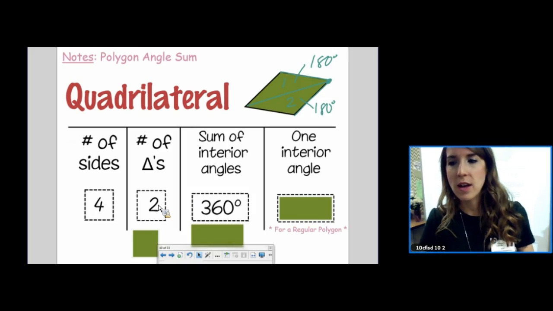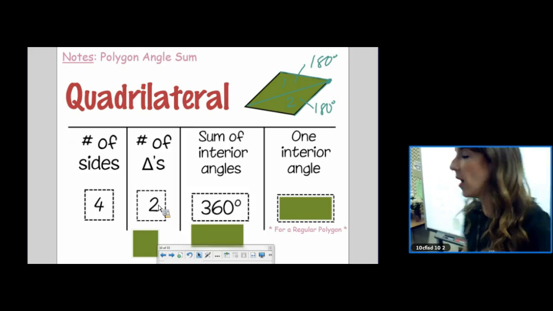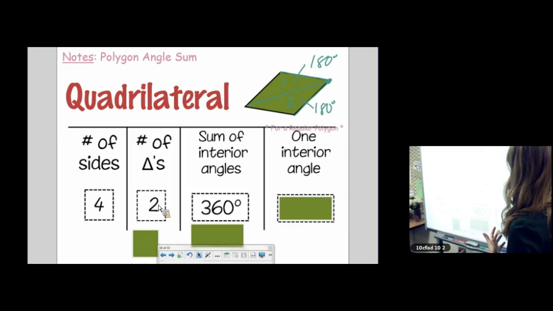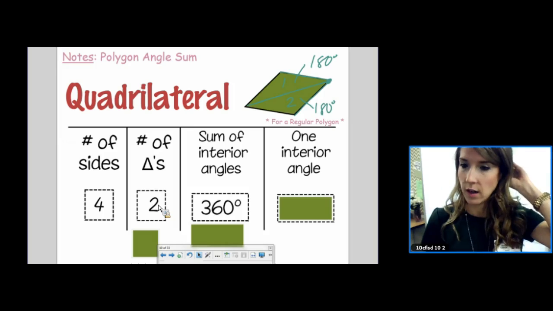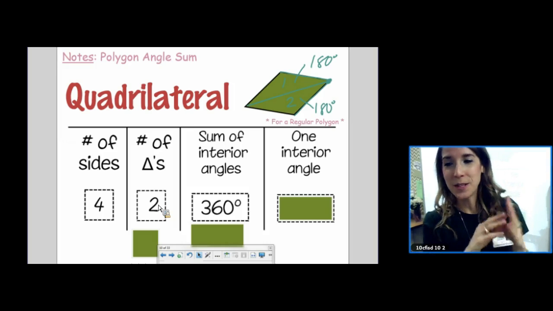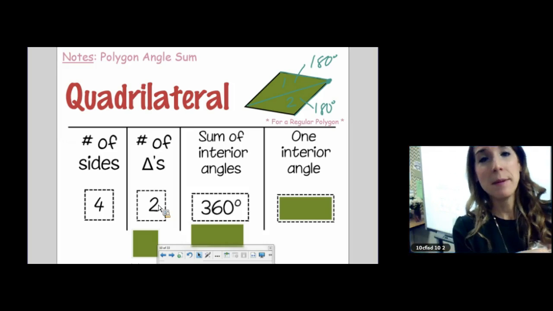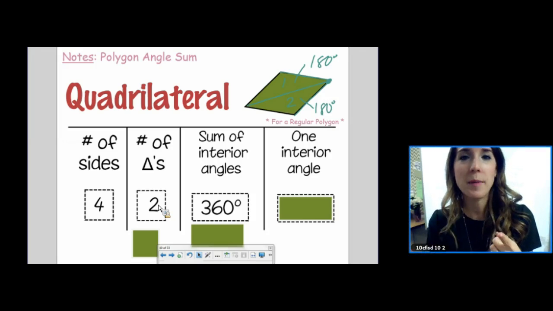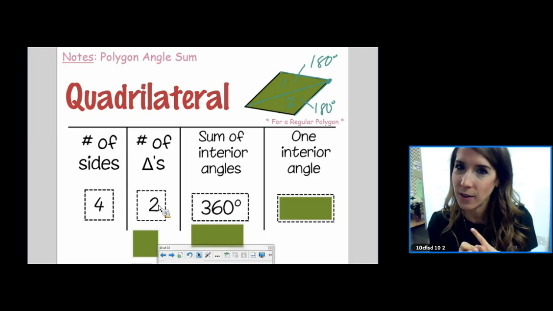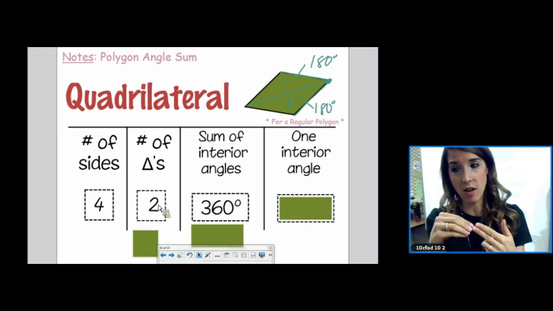Now, what would it be called if my quadrilateral was regular? Now be careful, someone said square or rhombus, but to be regular, you have to have all sides congruent. Okay, I agree, that's square or rhombus, but you have to have all angles congruent too. Regular is all sides and all angles.